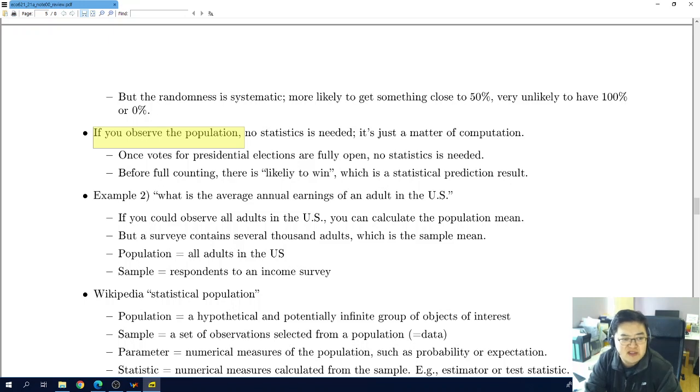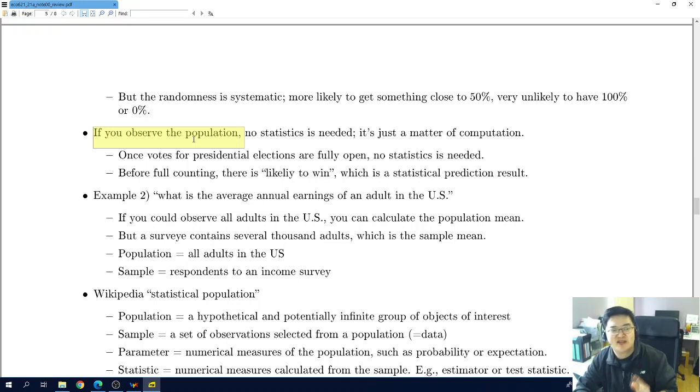However, there is no more room for statistics once the counting is complete. So if all votes are open, then it's just counting how many votes are for candidate A, how many votes are for candidate B. That is not statistics. It's just computing. Like this, once you know the population, everything about the population, we don't need statistics. So that means we are learning statistics.